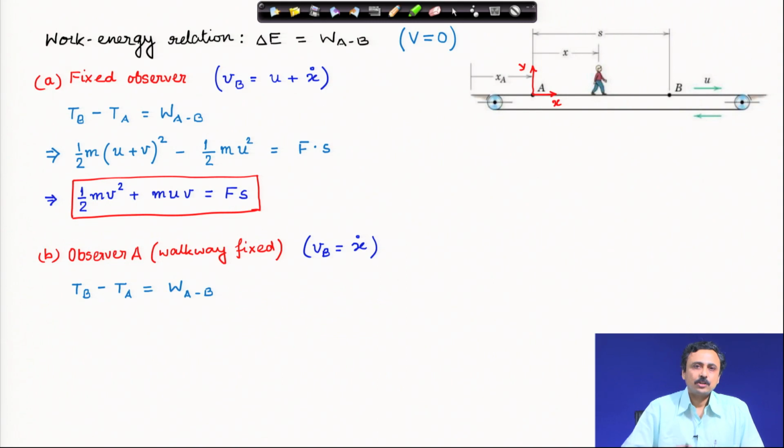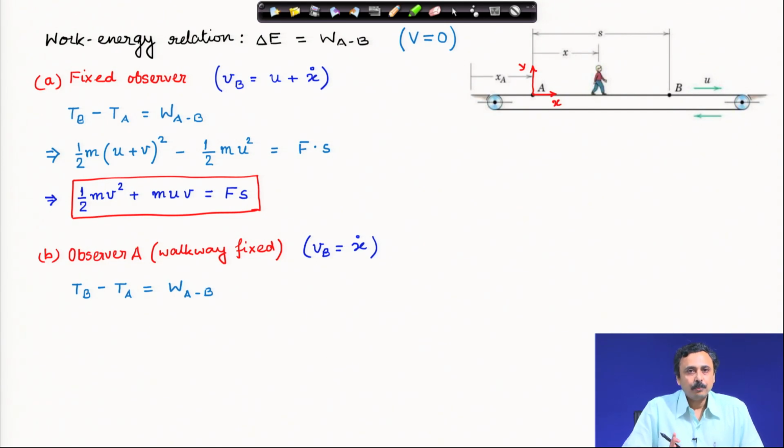Now, let us switch our point of view to an observer I call A, who is fixed to the walkway. Now, this observer A is fixed to the walkway. For that observer, the velocity of the boy is x dot, because when the boy was standing, for that observer, the boy has no velocity, no relative velocity to that observer's frame.